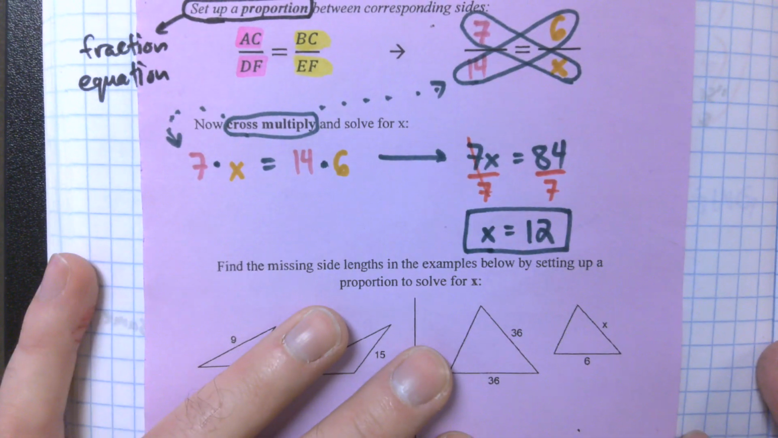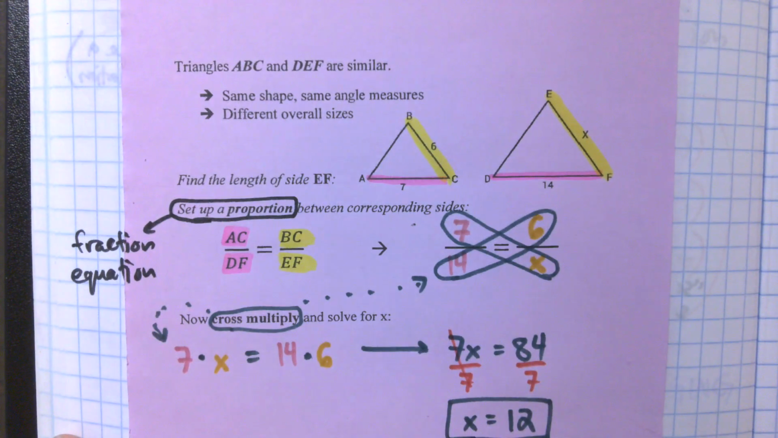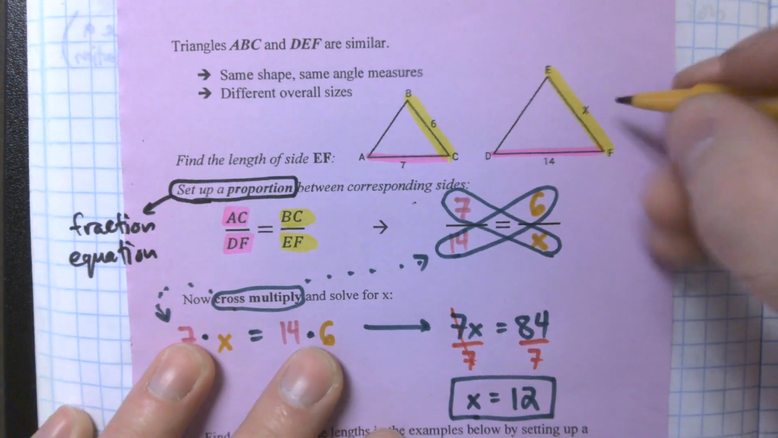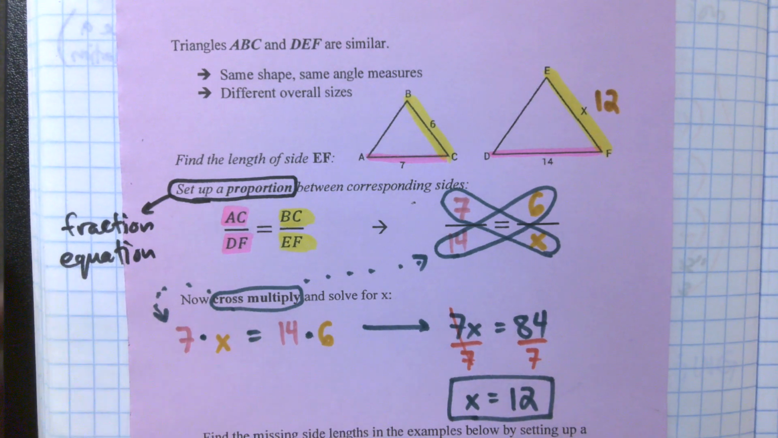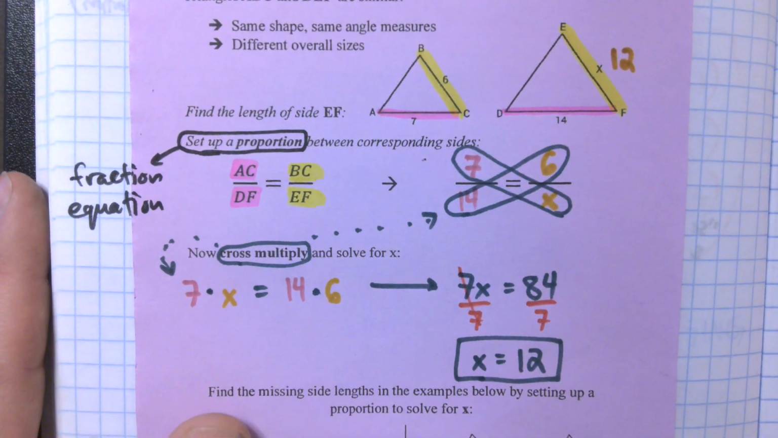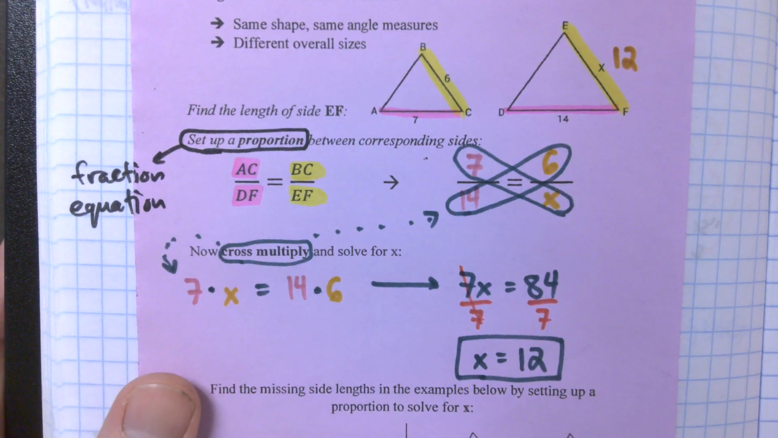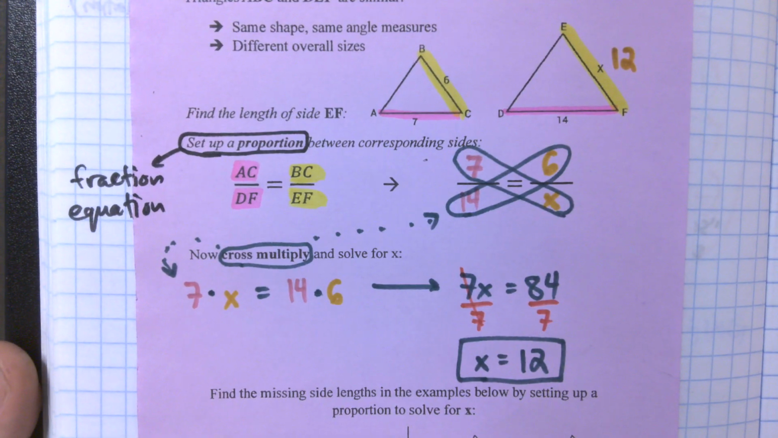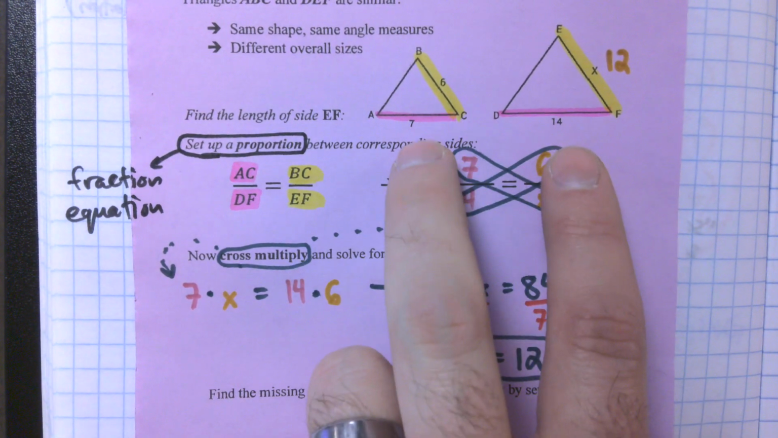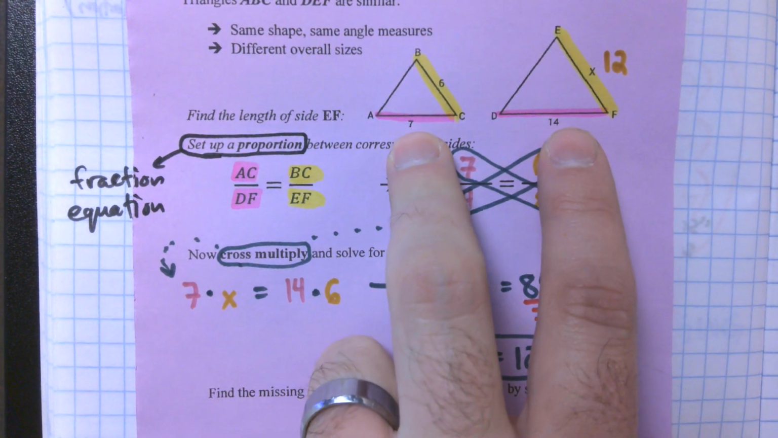Here's my answer. This yellow side here is 12. It is a lot of math, but how we can check our work sometimes is a lot easier. Take a look. We just talked about dilations yesterday.